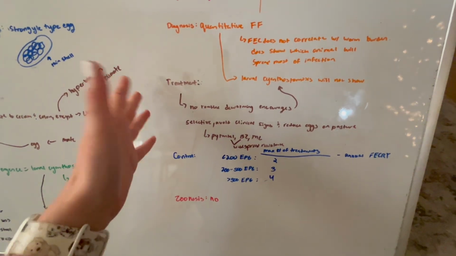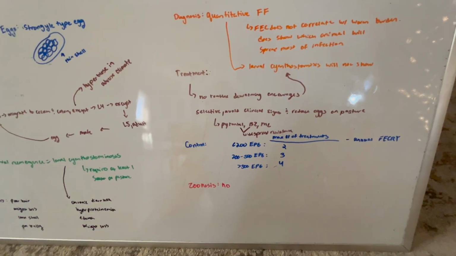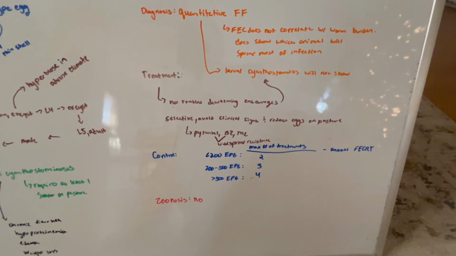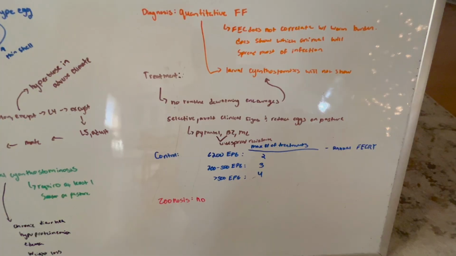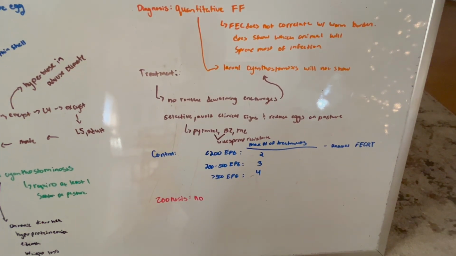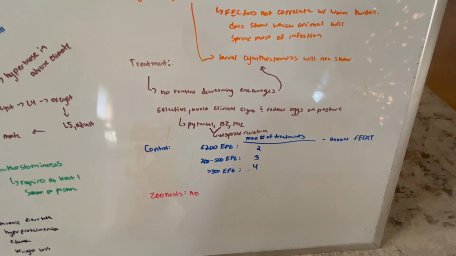So you really don't do routine deworming, because once you routinely deworm and you kill all the adults, then the environment's empty and ready for larval cyathostominosis to occur. So you can induce that to happen. When you treat these, you're typically just trying to avoid clinical signs and reduce eggs on pastures.